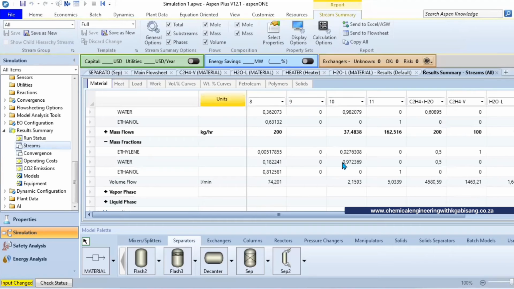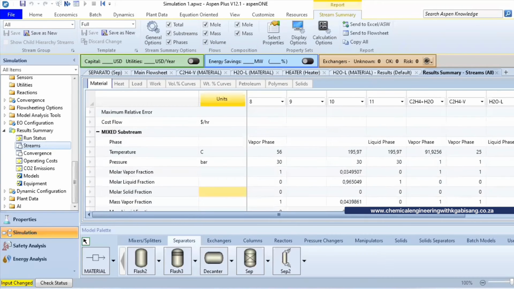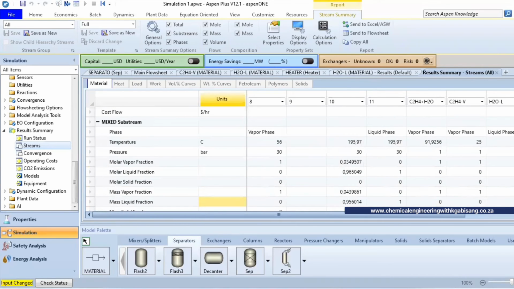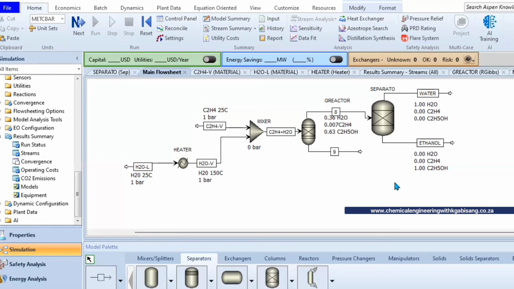I decided to just specify that for the bottom stream. So I said I want 100%. I just told Aspen and it did that for me. Consequently, it calculated my top outlet stream as well, which was 100% water.